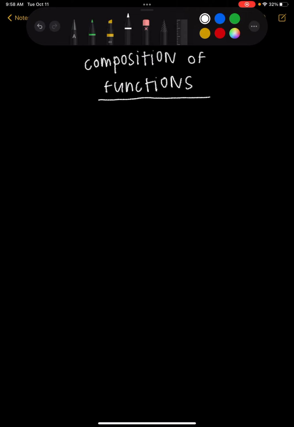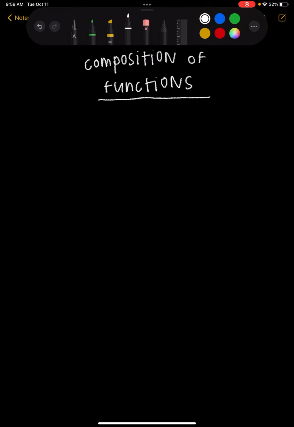Hi everyone, so today we're going to be talking about composition of functions, and composition of functions is just a way to plug equations inside of each other. We use this a lot when we're really just plugging equations into each other.